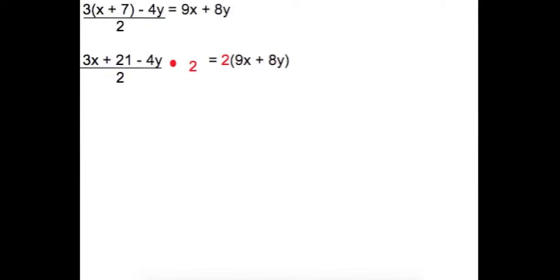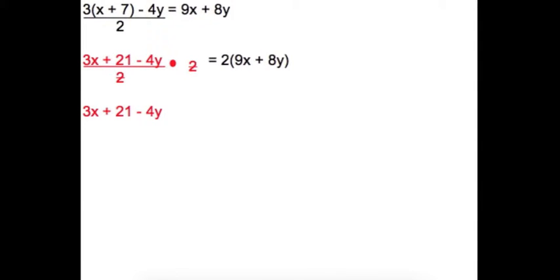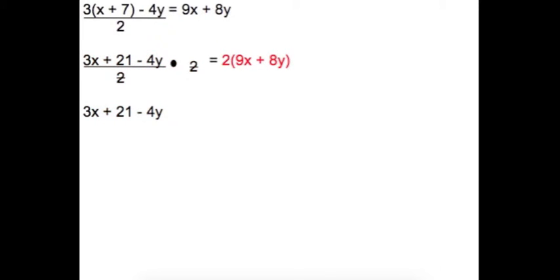Notice I've written it a little bit differently on each side of the equation, but both sides are still being multiplied by 2. Let's simplify the left side of the equation first. The dividing by 2 and multiplying by 2 will cancel each other out, leaving us with 3x plus 21 minus 4y on the left side of the equation. Now let's simplify the right side of the equation.